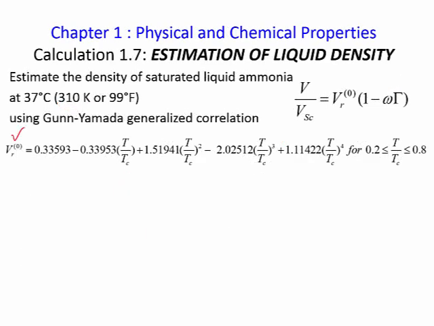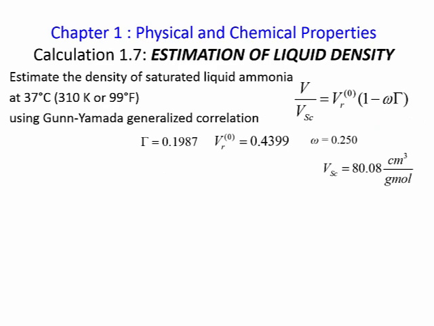VR0 is given by this equation in the range of T over Tc that you see here, and our T over Tc is 0.764, so therefore this equation is applicable. If we plug in the value of T over Tc in this equation, we will get VR0 equal to 0.4399.